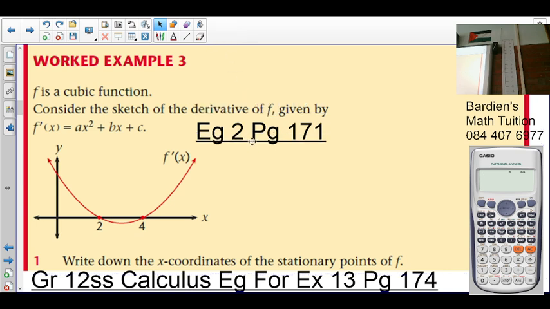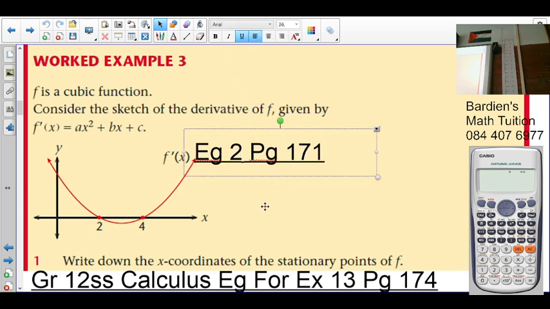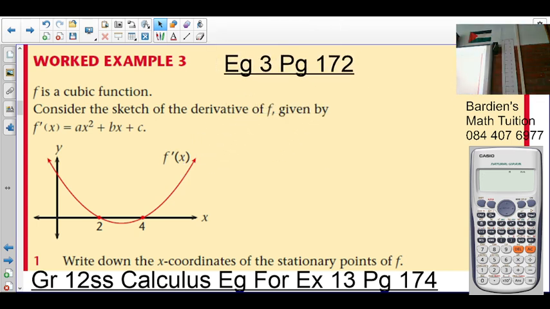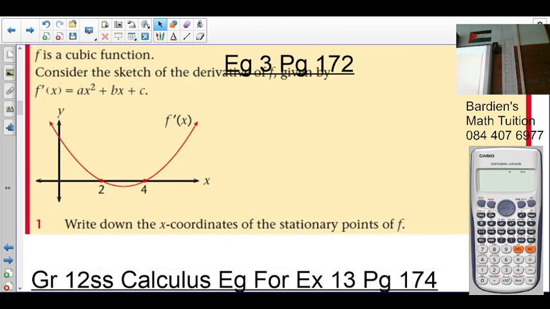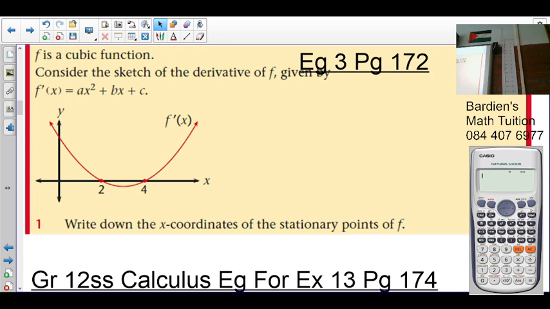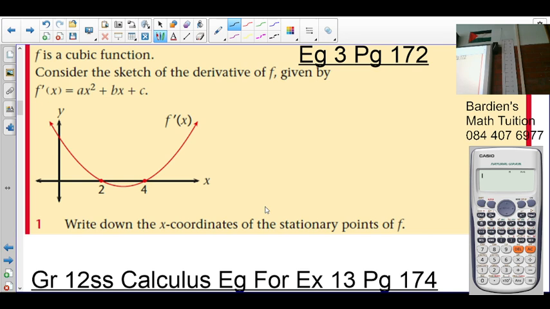So you're looking at example 3. Example 3 is on page 172. So here we are told of a cubic function. f is a cubic function. Okay. Consider the sketch of the derivative of f given by f prime x equals ax squared plus bx plus c. Just to refresh your memory, we spoke about this already.